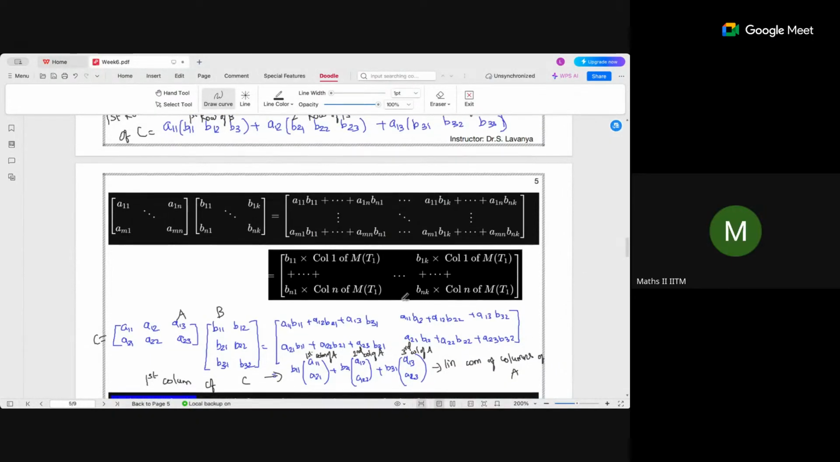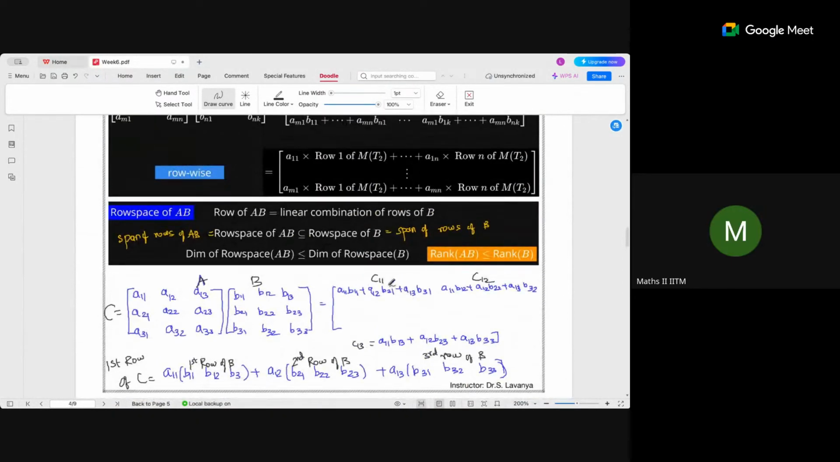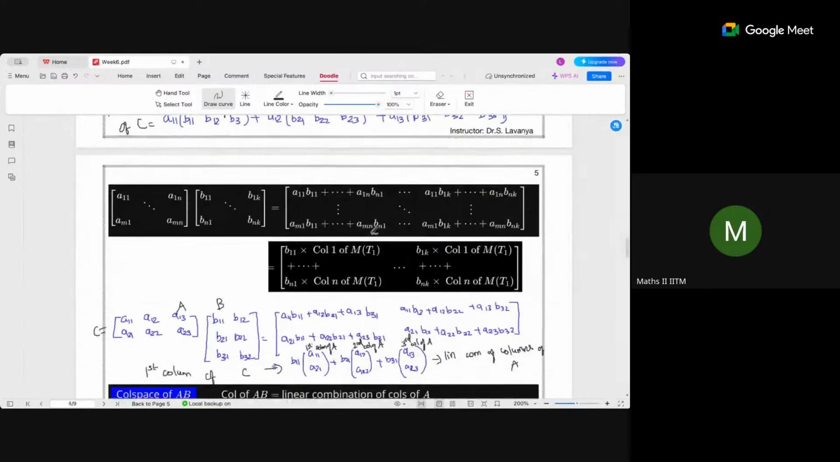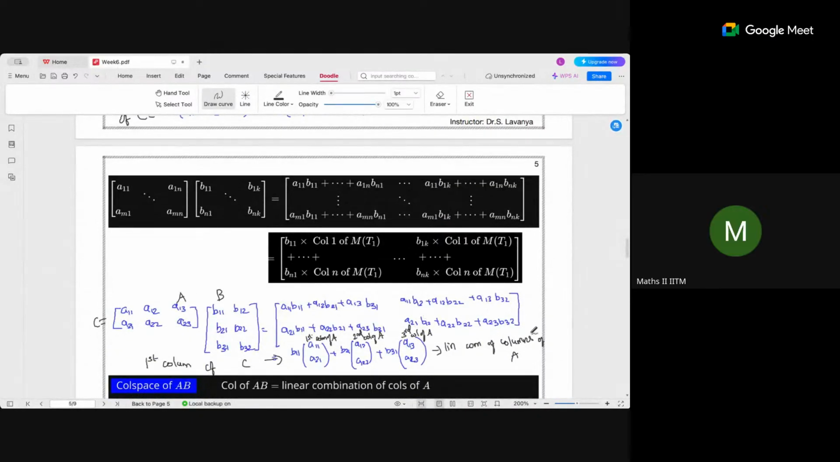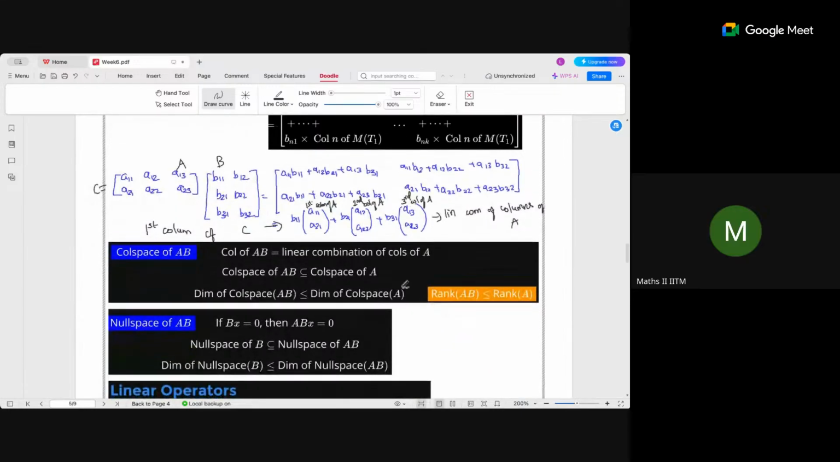Okay. So you have to remember that for the product, the rows you have to compare with the row space of the second matrix, but for the column space you have to compare with the column space of the first matrix, because that is how the linear combination happens. So what is that we observe? Column space of AB is a linear combination of the columns of A. So column space of AB is a subspace of column space of A, and hence their dimension is less than or equal to the dimension of column space of A.